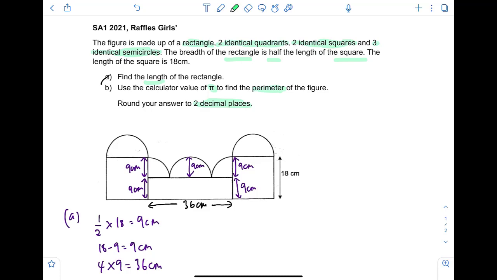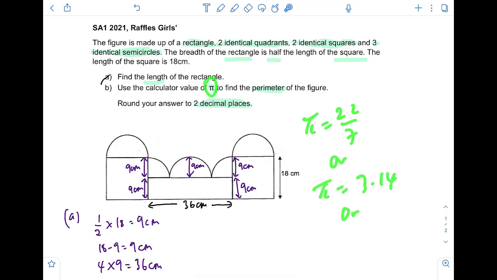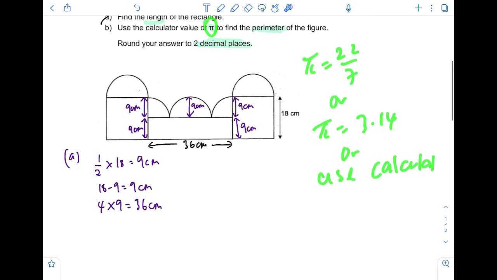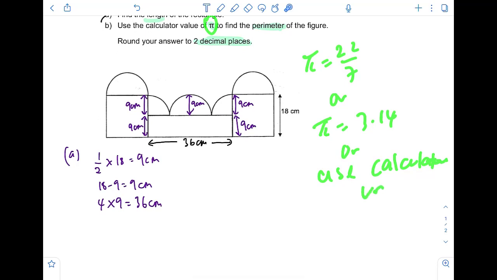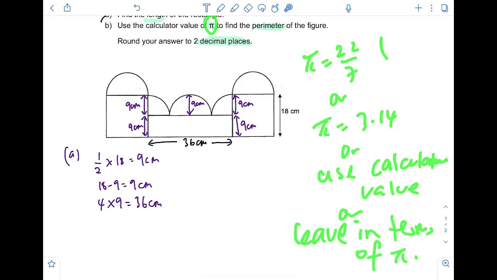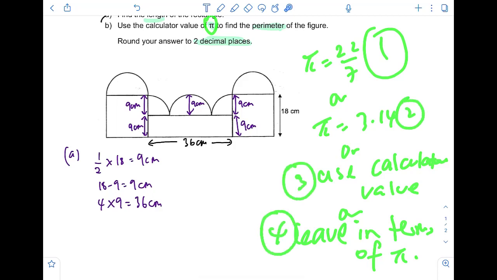Usually they will say take pi to be 22/7, or take pi to be 3.14, or in this case use the calculator value, or leave your answer in terms of pi. So these 4 scenarios can be there for circles questions. Take note of that.